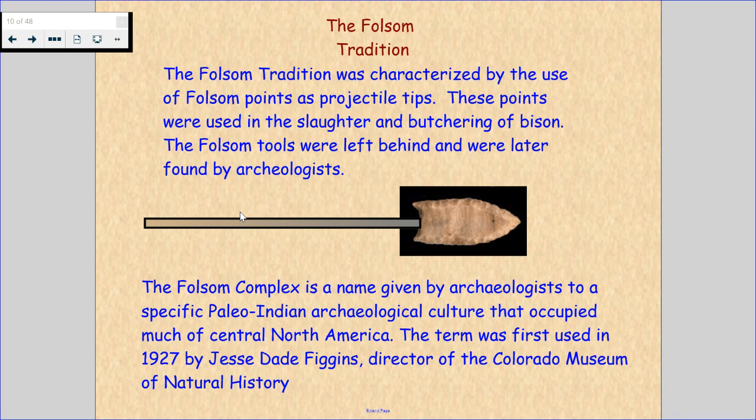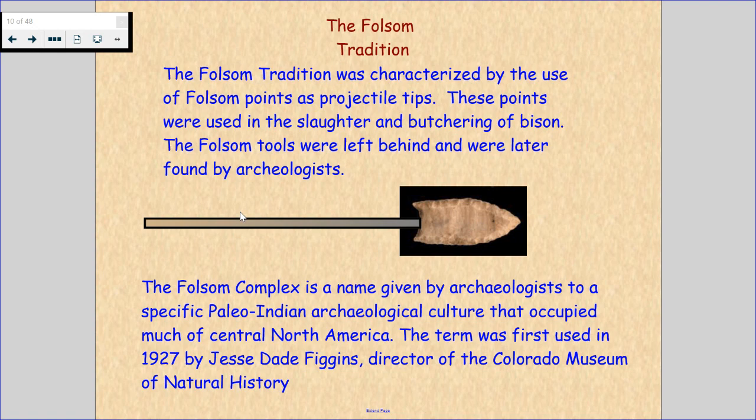So you have seen this Folsom point before, because in our slides from last week, this was the very first image that you looked at. So the Folsom people were characterized by the use of Folsom points. That means that this specific group of people used these specific points. So they would use them as projectile tips, and these points were used in the slaughter and butchering of bison.